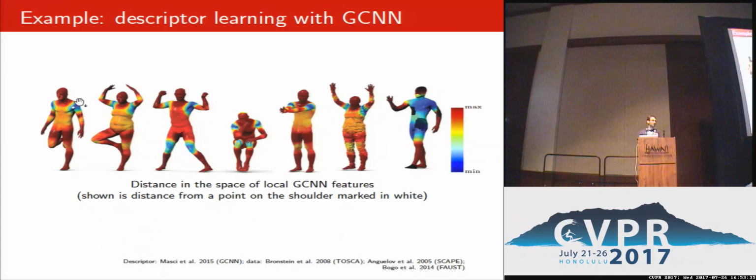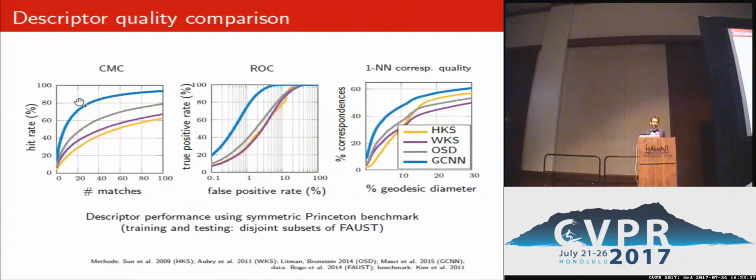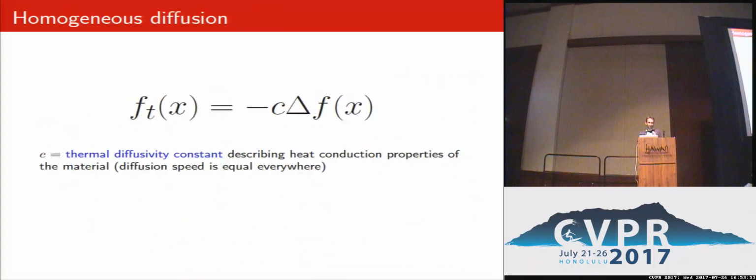Way better than the handcrafted descriptors, and indeed, you can look at these curves. These are different evaluations of the descriptors. Basically, the bottom line is the higher the curve is, the better the quality of the descriptor. It significantly outperforms some standard handcrafted feature descriptors. Okay, so that was the construction of what we call geodesic convolutional neural networks.